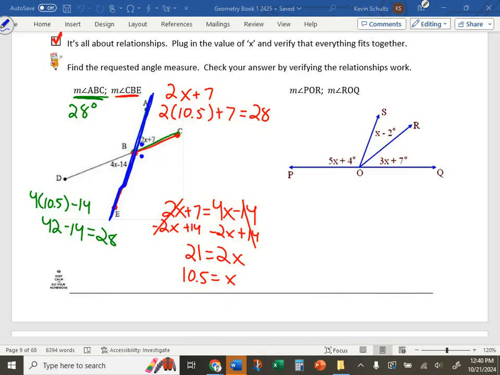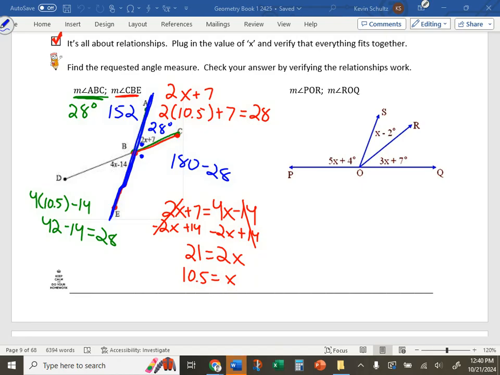And so, 180 minus 28, because we know that ABC here is 28 degrees. 180 minus 28 is 152. And that's going to be the measure of CBE.